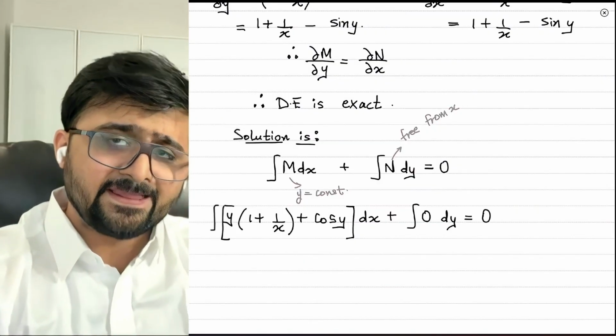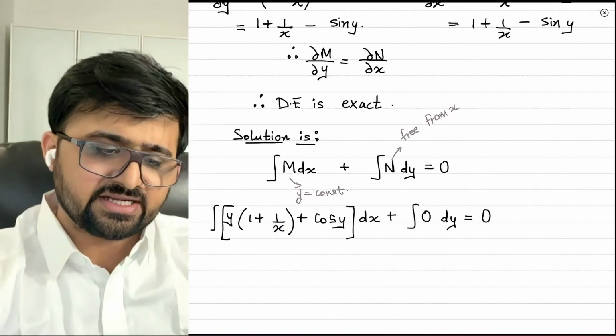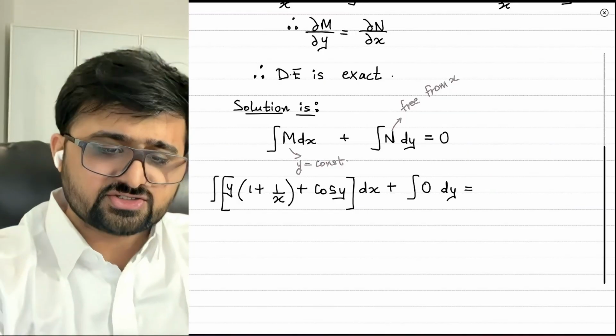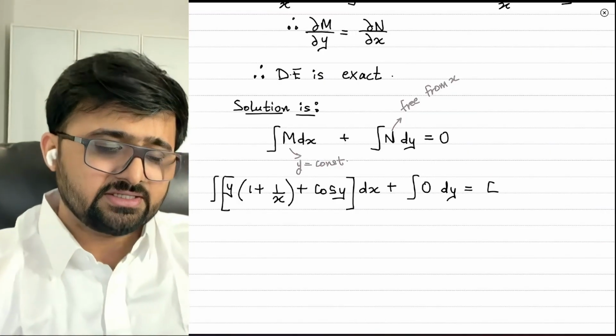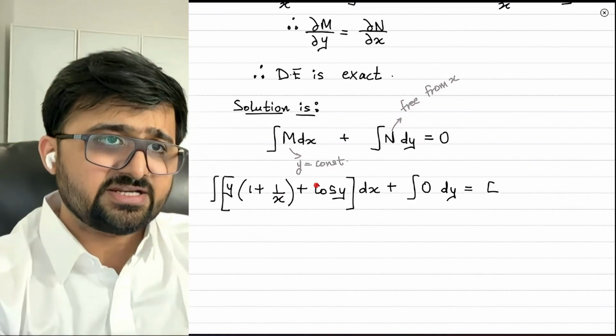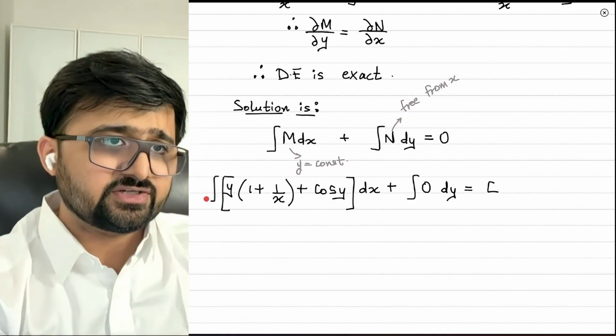In the next example, we'll see there will be a term which is free from x, and we'll take that term. Now let's integrate this. And let's add a constant of integration c since we have already integrated. Now with respect to x, let's integrate this term and this term. Remember y is constant.